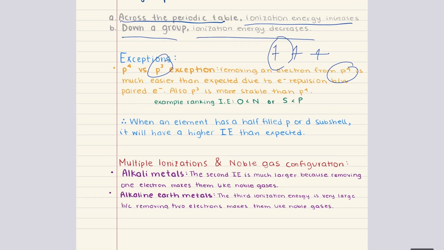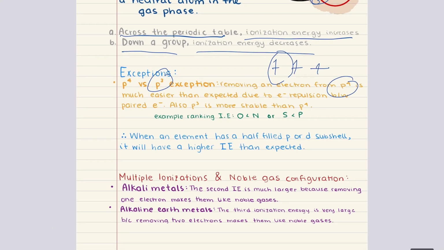So far, this is all talk about the first ionization energy. That's the energy required to remove the first electron from a neutral atom. But what happens when we remove multiple electrons? Do we see a steady increase, or does something else entirely happen?